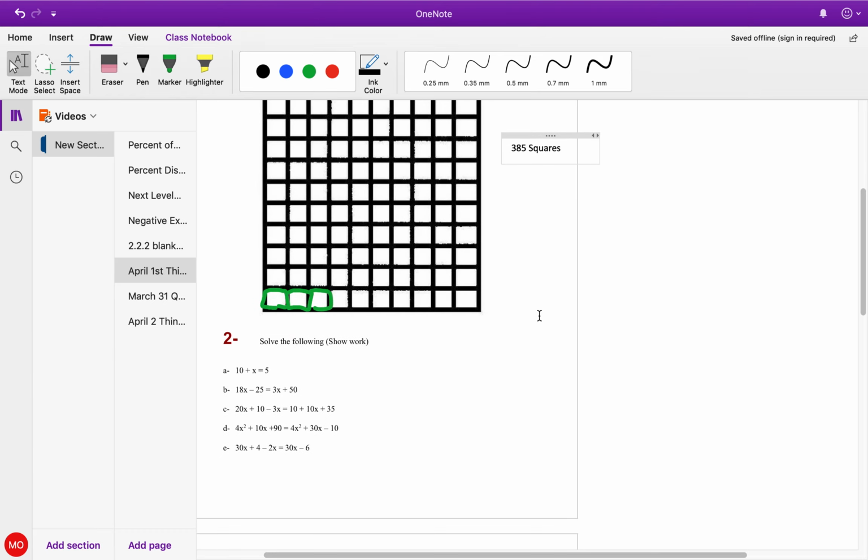Good. Now this one here, a little April Fool's thing I did here. Every answer is 5 on this. So if I go 10 plus x equals 5, I move that over. Oh boy, it's negative 5. I messed up the very first one. That would equal x equals 5 minus 10. So x would equal negative 5.